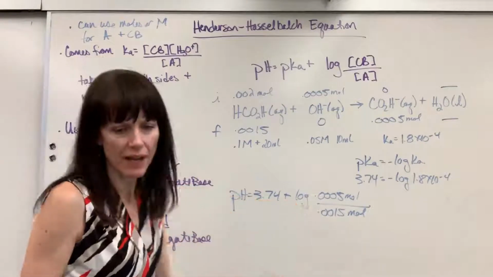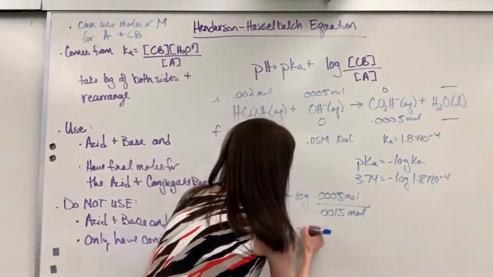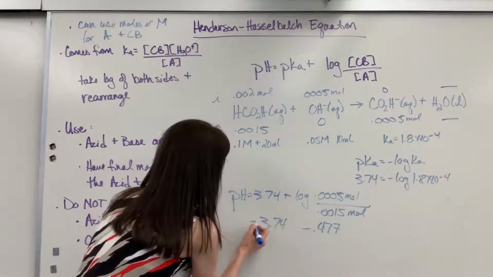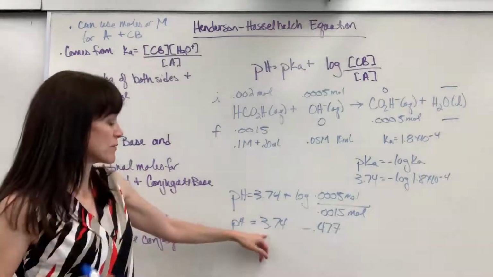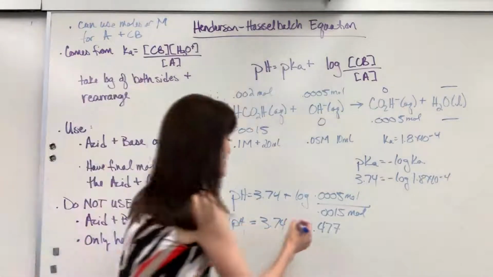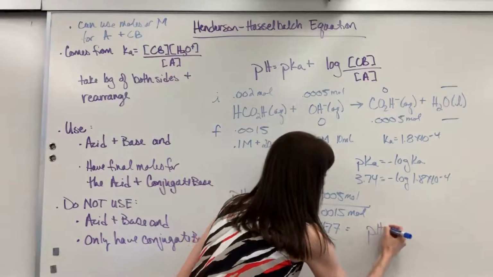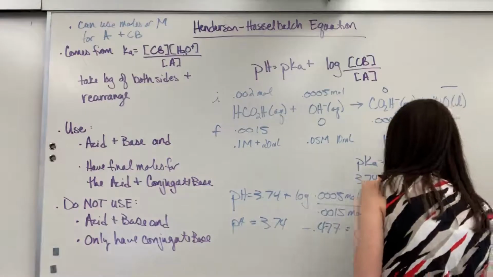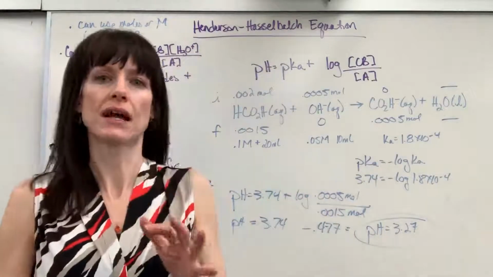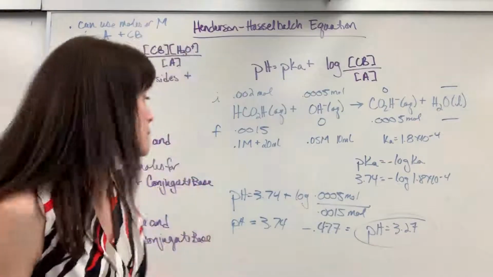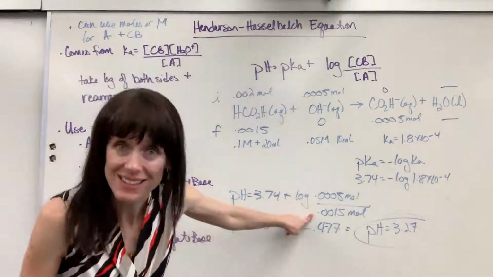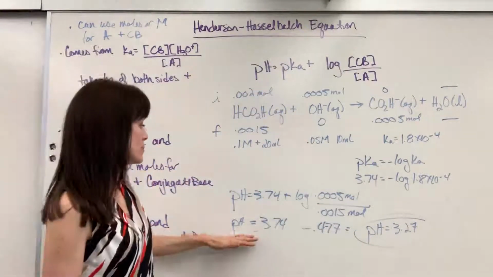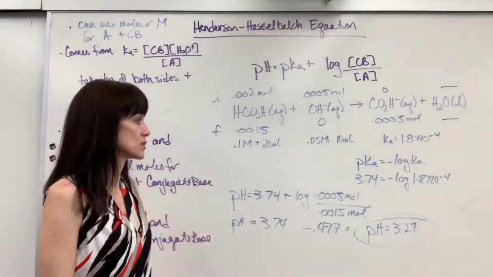Okay, so when we divide this, we are going to get a negative 0.477. So let's go ahead and do that math. The pH equals 3.74 minus 0.477, which means the pH will equal 3.27. And that totally makes sense. Whenever you get an answer, probe and push yourself. Is that logical? We have more of the acid than the conjugate base, which means the pH would be lower than pH equals pKa. So that's totally reasonable.